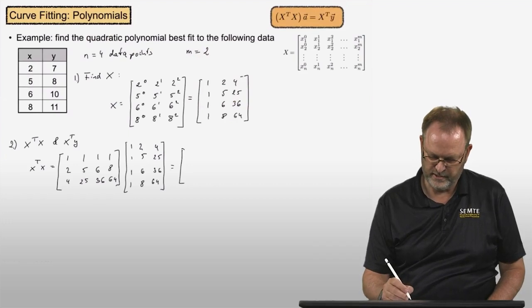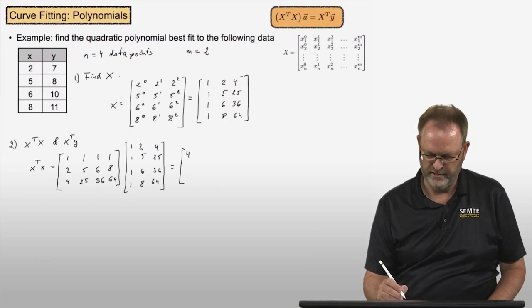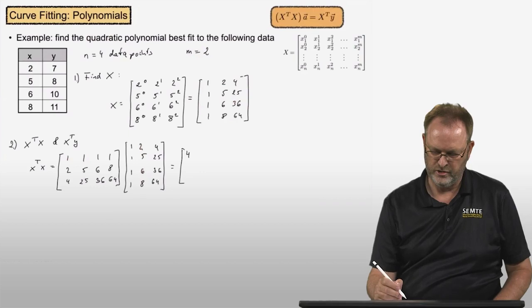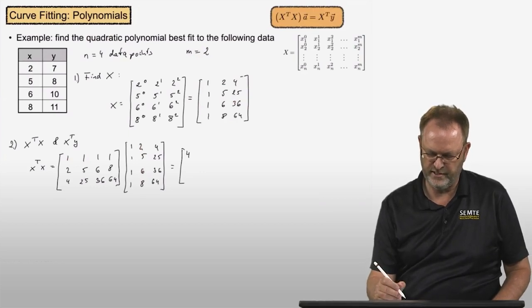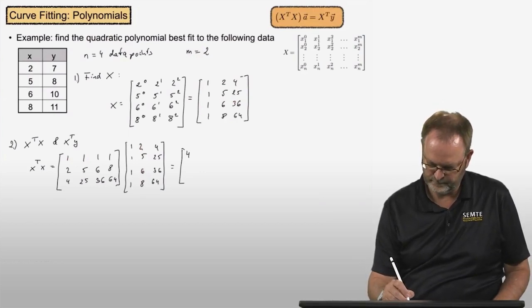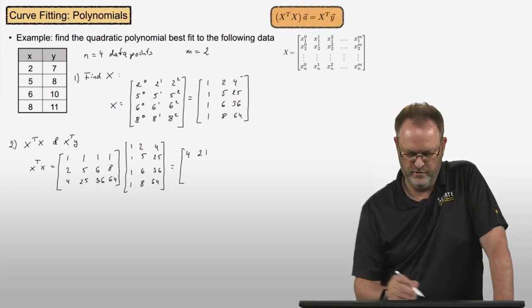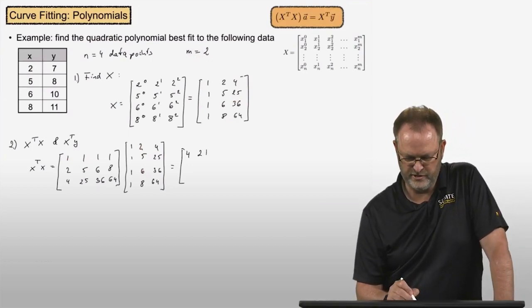So 1 plus 1 plus 1 plus 1 is 4. Then we have these ones here times 2, 5, 6, 8. So we need to sum those values. 2 plus 5 is 7, 13, 21. Okay. And then we have to do 1 times 4 plus 1 times 25 plus 1 times 36 plus 1 times 64. So that's 129.